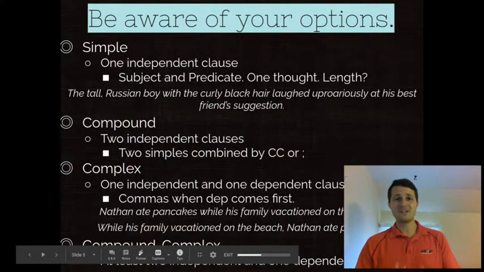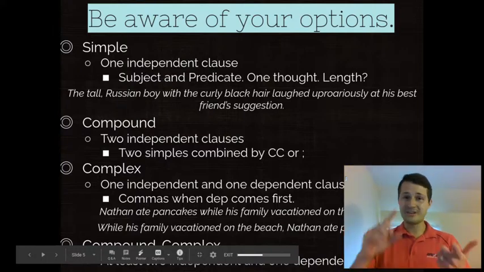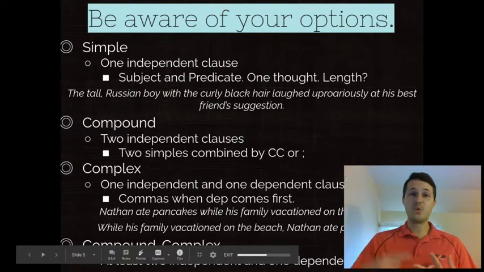Simple means it is one independent clause. That is one complete thought. You've got a subject and a predicate. Your subject is your noun, the who or what of the sentence. Your predicate is your verb, which is what they are or what they are doing. It's one thought. It makes sense all by itself and doesn't need any kind of help.